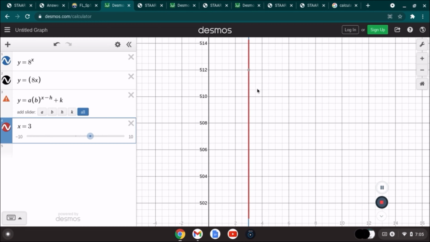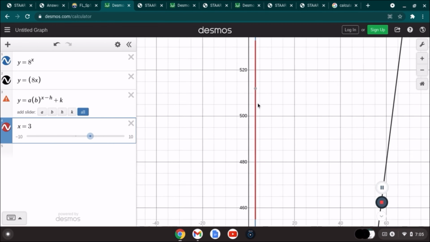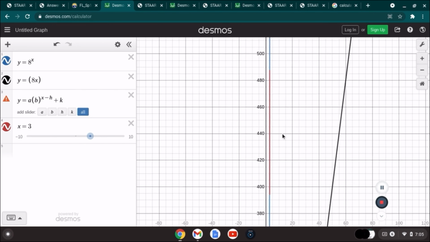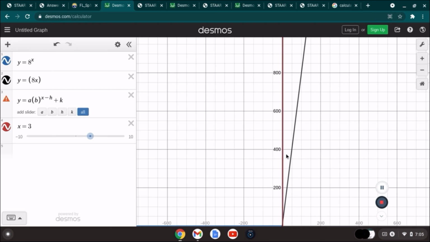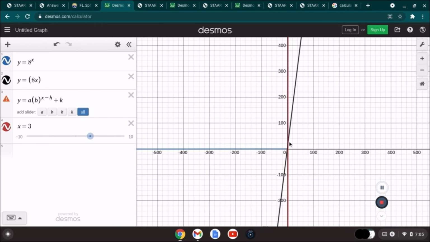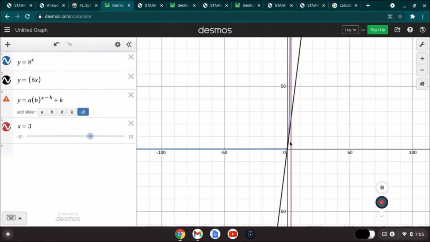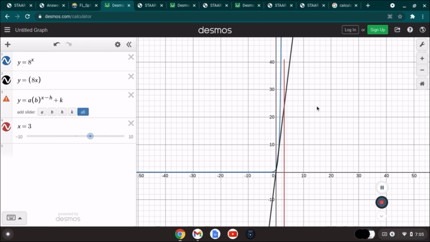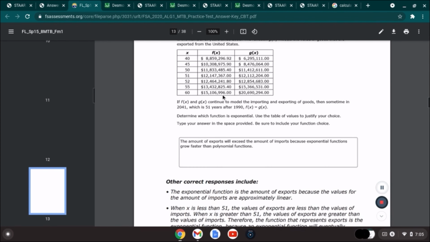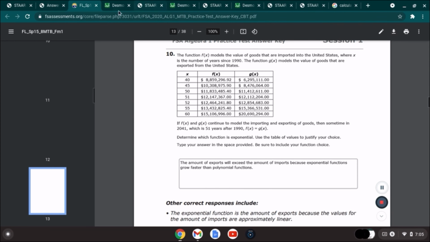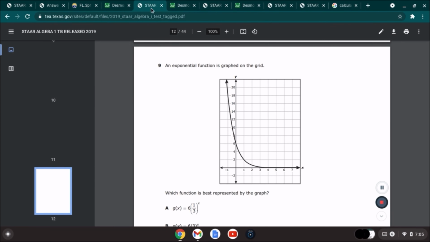So even though it took a long time to get there, even though it took a long time developing, we still see that our exports, which is represented in blue, will always exceed our imports, which is represented in black. Or in mathematical terms, our exponential function will always beat our linear or polynomial function. So that explains question number 10. Now let's go ahead and move on to our next question.